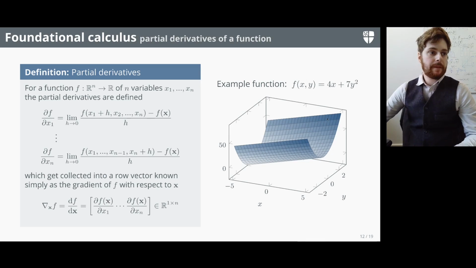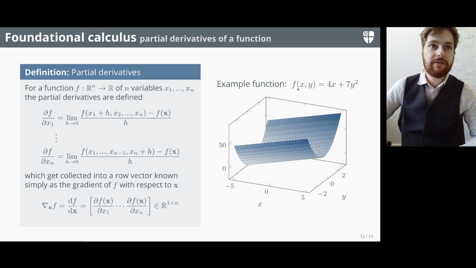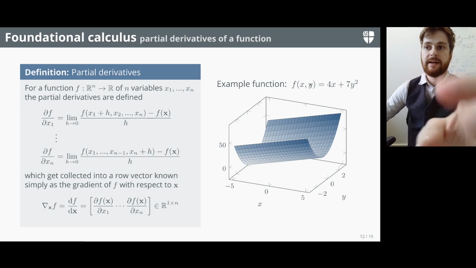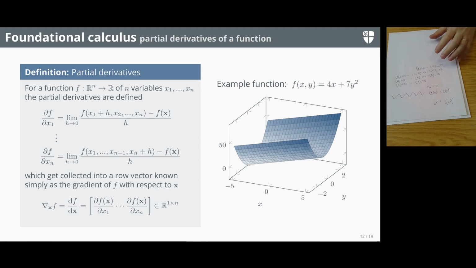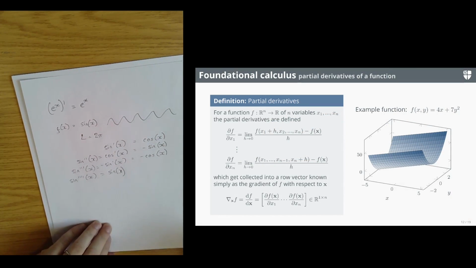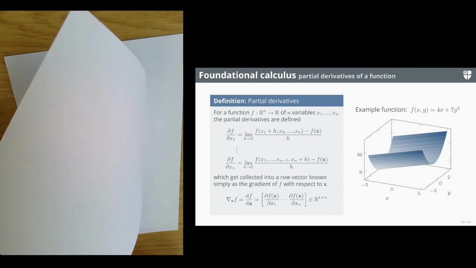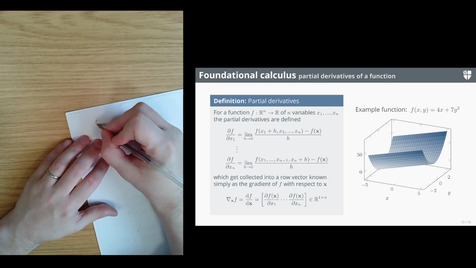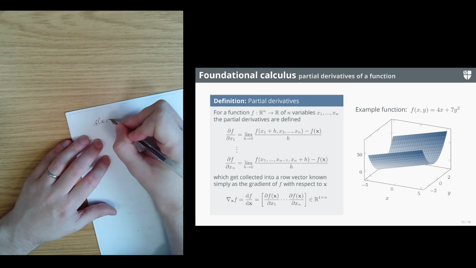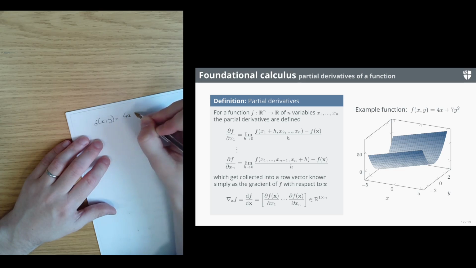So the function admits two partial derivatives. It has the partial derivative of f with respect to x, and it also has the partial derivative of f with respect to y. So let's write this down and try and make it clear. If I again go to my notes, I might get a new pen to turn over. So let's write the function out here. We've got f of x, y equals 4x plus 7y squared.